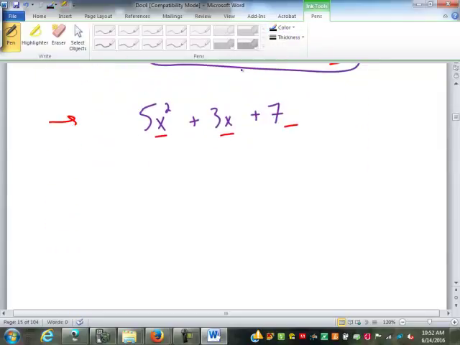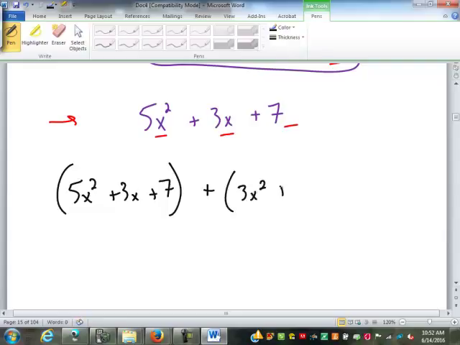If I wanted to take, let's do my 5x squared plus 3x plus 7. Now I'm putting it in parentheses, not because I can do anything with it. Just like when we did the negatives, the integers, I put it in parentheses to separate it out from the rest of the problem. That's all I'm doing there, putting the parentheses around it. So that's one number. Plus this number, 3x squared plus 9x plus 2.